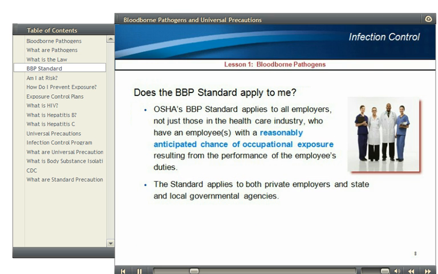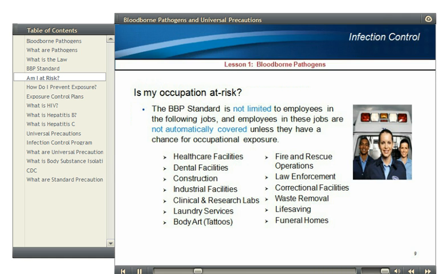Does the BBP standard apply to me? OSHA's BBP standard applies to all employers, not just those in the healthcare industry, who have an employee with a reasonably anticipated chance of occupational exposure resulting from the performance of the employee's duties. The standard applies to both private employers and state and local governmental agencies. Is my occupation at risk? The BBP standard is not limited to employees in the following jobs, and employees in these jobs are not automatically covered unless they have a chance for occupational exposure.